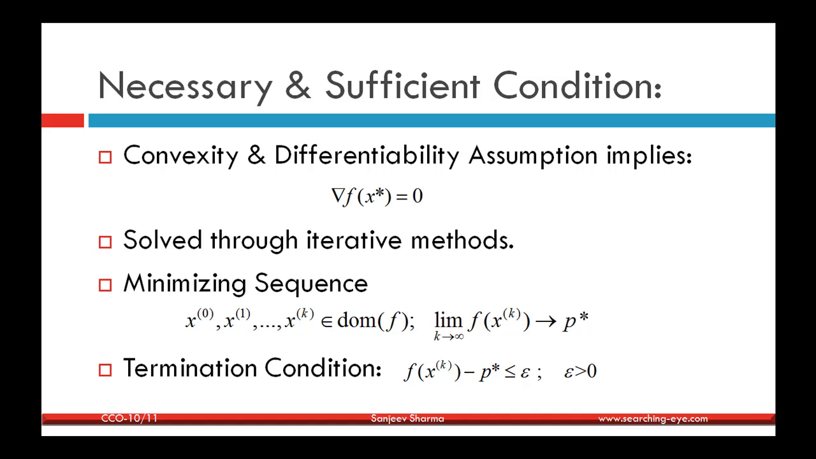But in general, we don't know the optimal value. There's a p star, we don't know p star. If you already know p star, then we don't need to minimize this function. So in general, we don't know p star, and therefore we need to have a certain condition to stop this algorithm, and we will analyze this in this presentation.